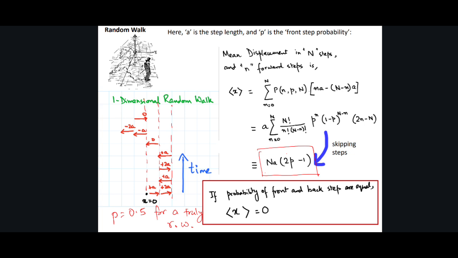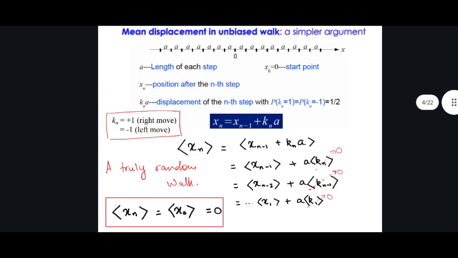I hope you got a chance to look through this derivation. Again, it's quite straightforward. Kn is just the prefactor of A. It is either +1 or -1. Okay. And the average of Kn has to be 0 if it's truly random. Again, we are talking of, okay, so this is only going to be a fully random walk.